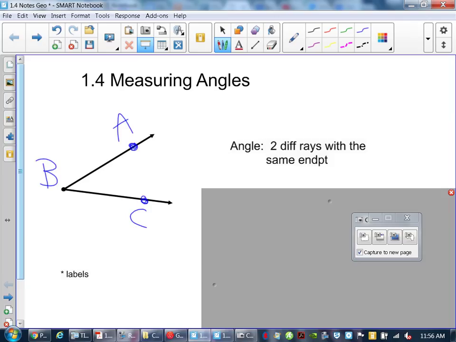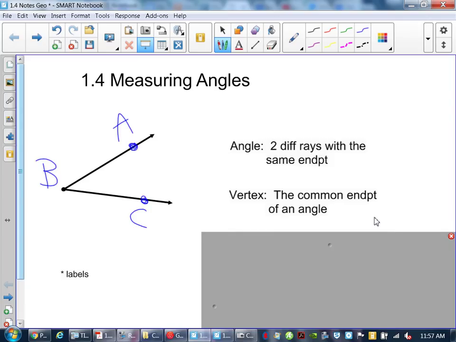In this example here, I just drew a quick angle, ABC. What is the common endpoint? B. B is the common endpoint. What do we call that point in an angle? Do you know? Sure you do. Excellent. It's called a vertex. The vertex is the point at which the rays meet. The point where they meet is called the vertex. It's called the common endpoint of the angle.